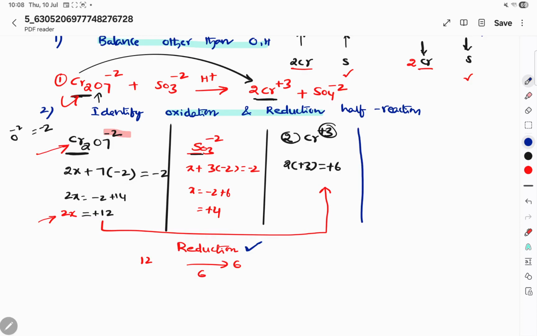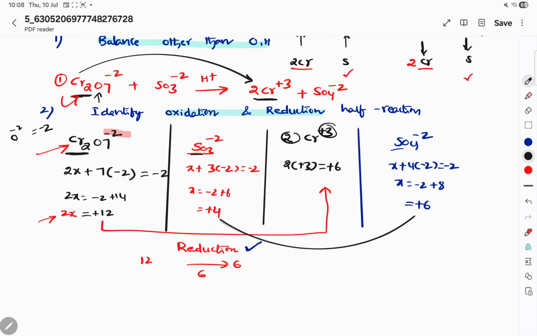Now you can take sulfate. X plus 4 into minus 2 is equal to minus 2. X is equal to minus 2 plus 8, that is equal to plus 6. So plus 4 to plus 6.